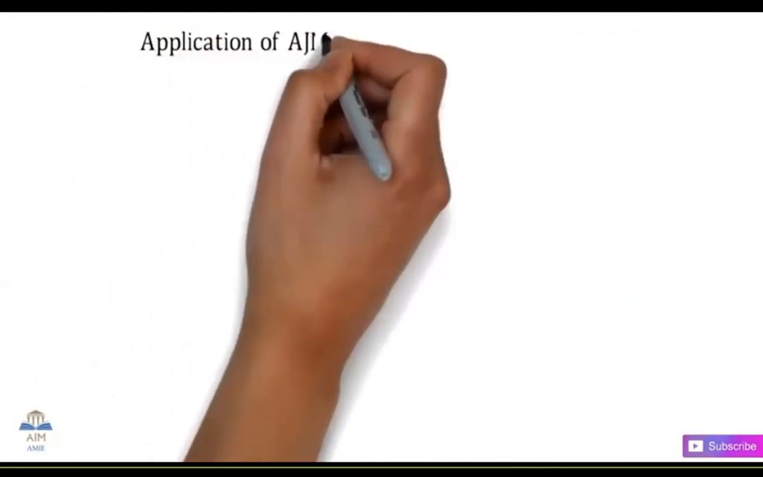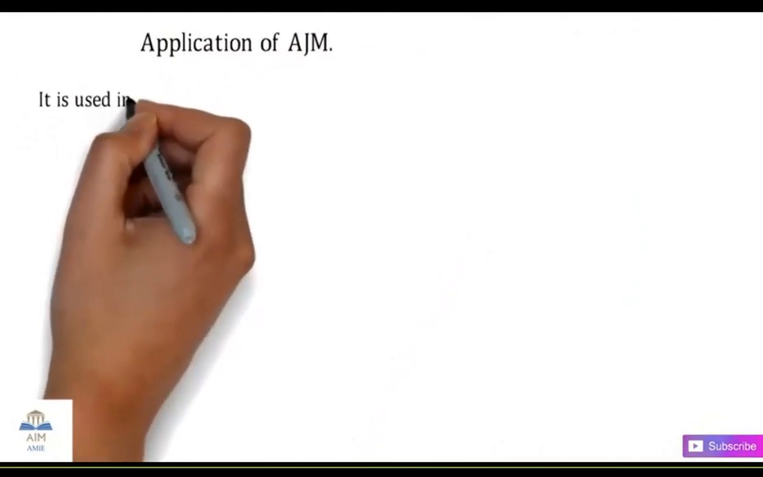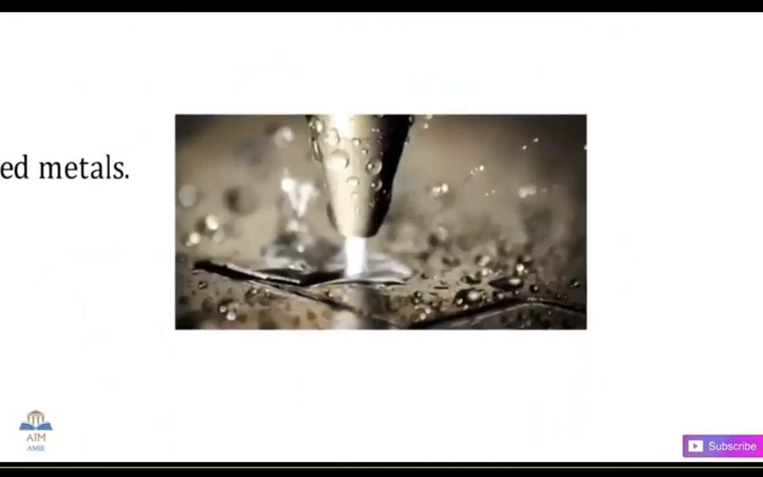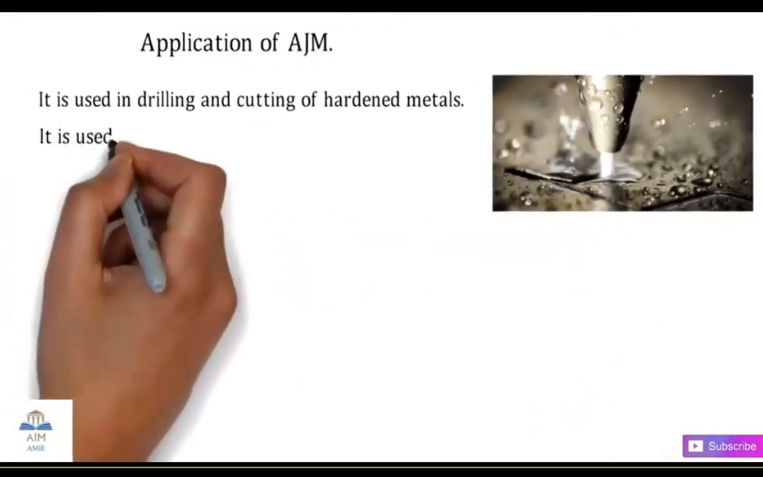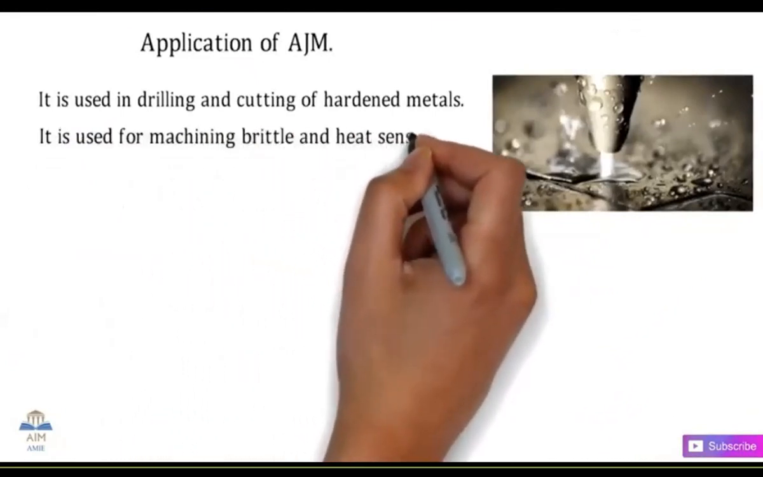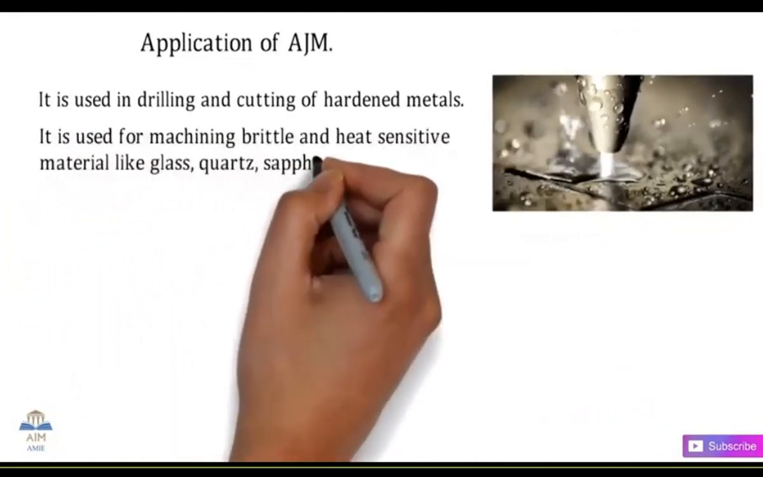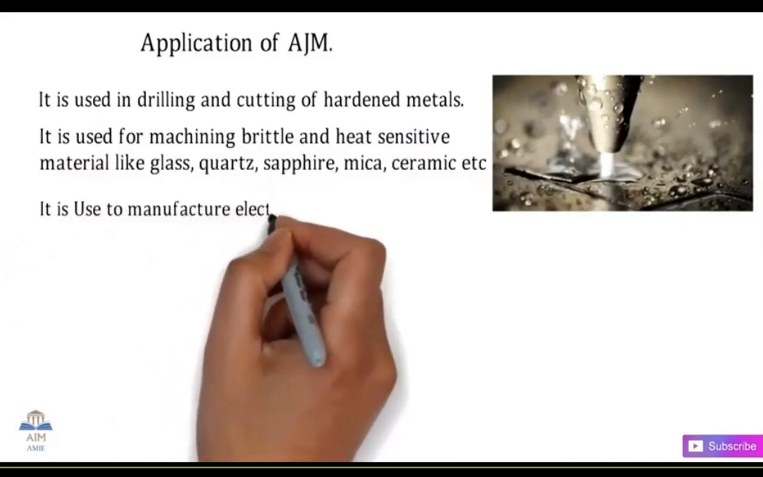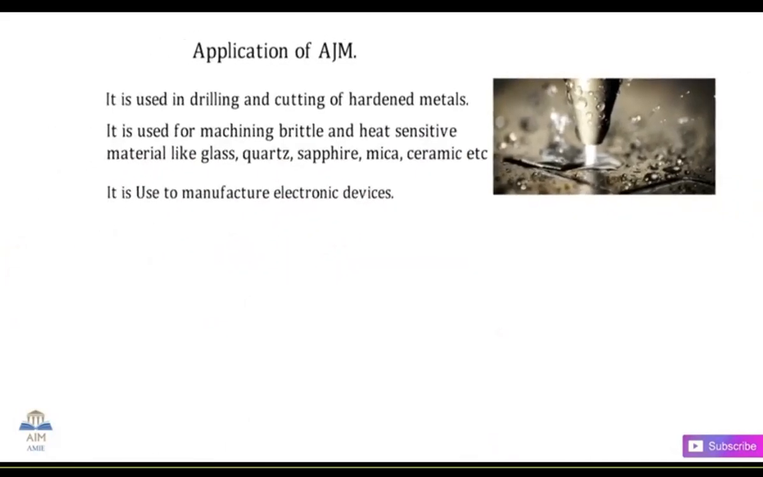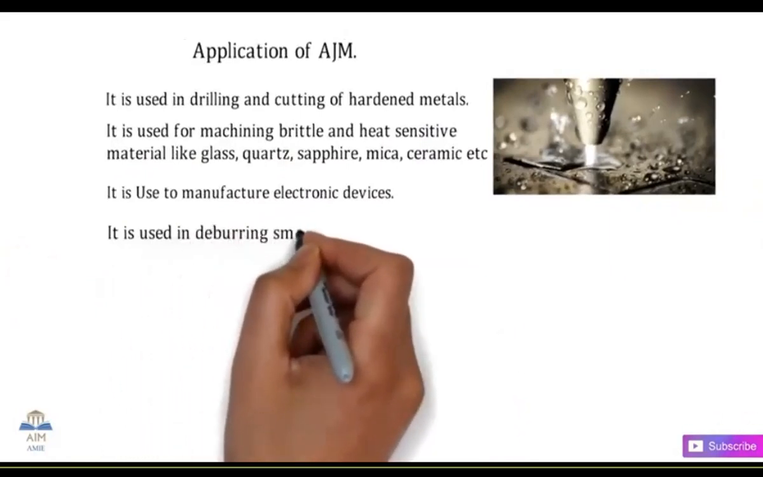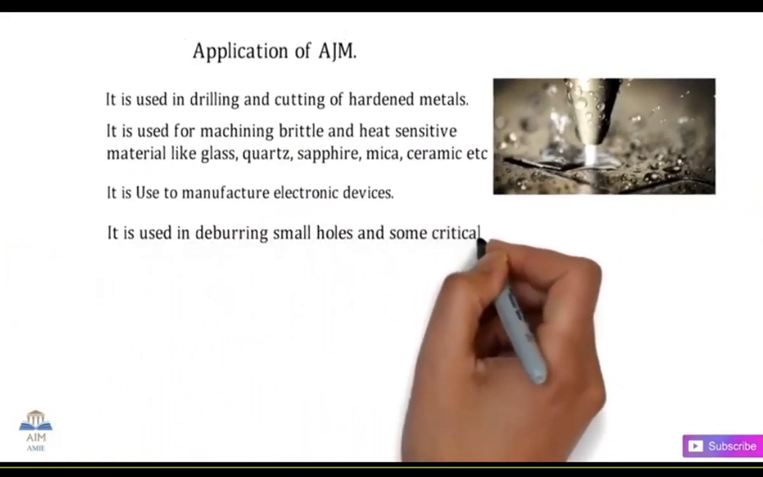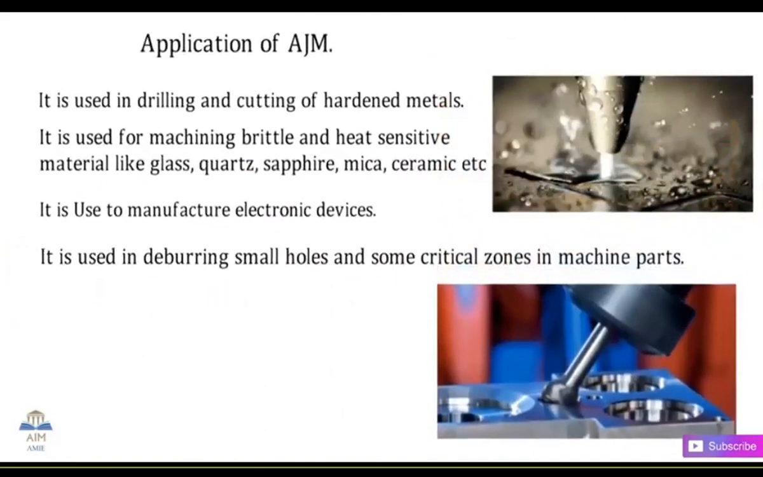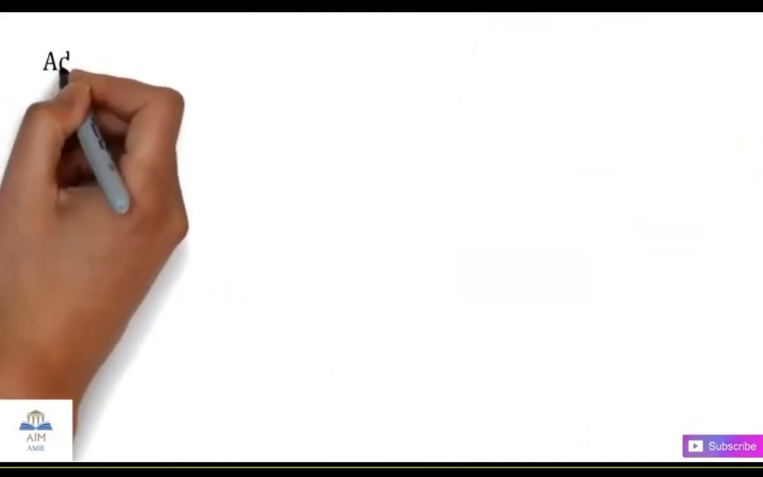Now let's talk about the applications of abrasive jet machining. It is used in drilling and cutting of hardened metals. Over here we can cut, and we can also drill small holes on hardened metals. It is used for machining brittle and heat sensitive materials like glass, quartz, sapphire, mica, ceramic, etc. It is used to manufacture electronic devices and electronic components also. Also, it is used to deburr small holes, which is not possible in conventional machining due to the criticality of the machine parts. So we can use this abrasive jet machine. That was the application.